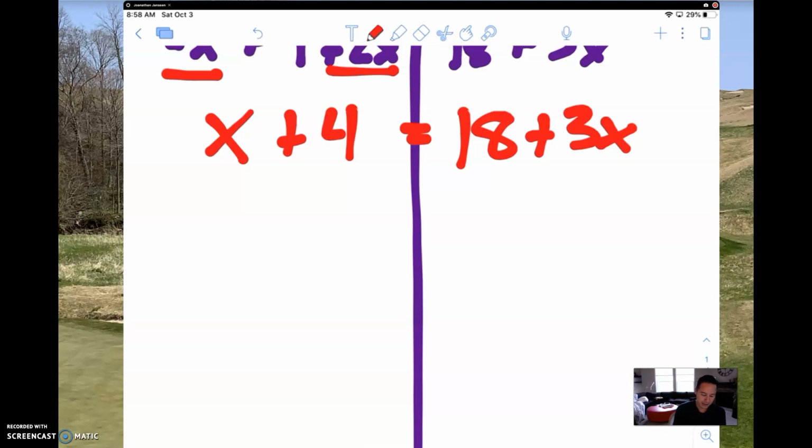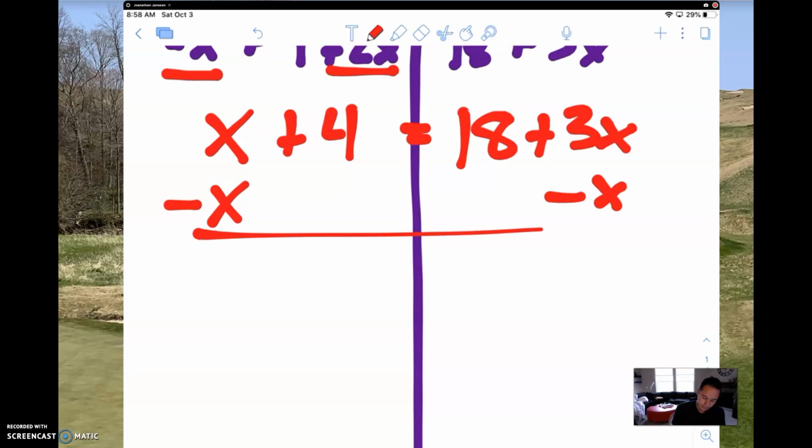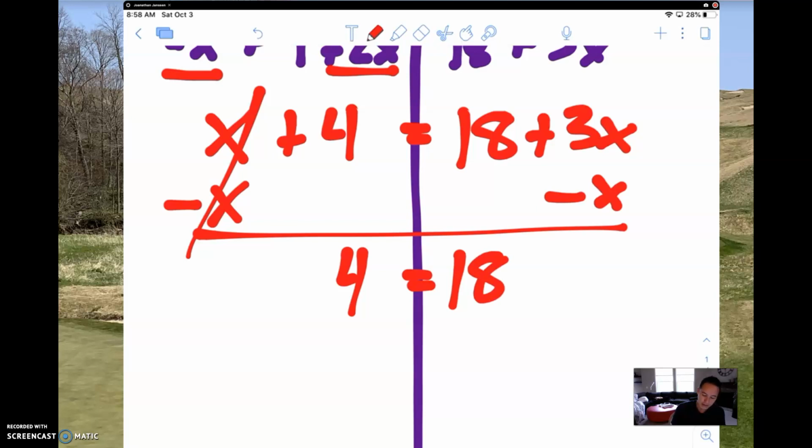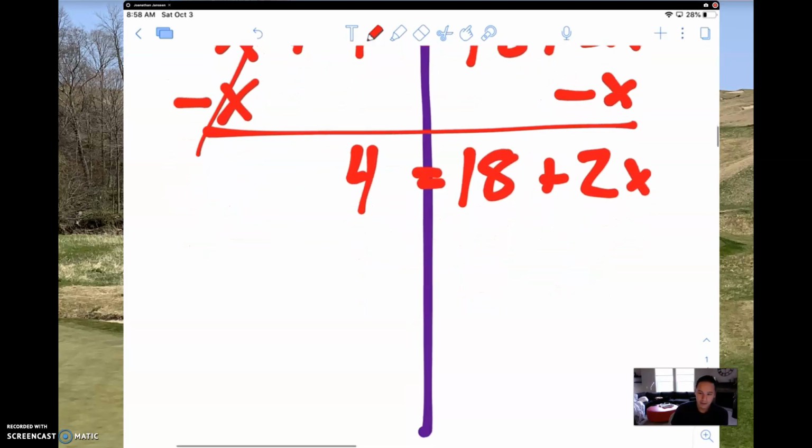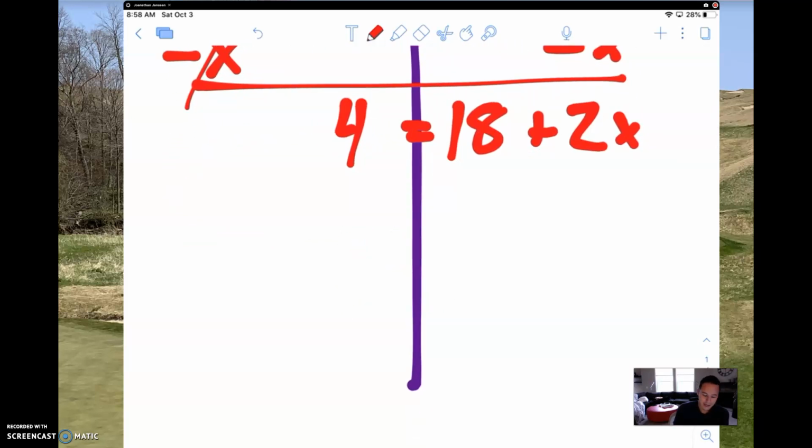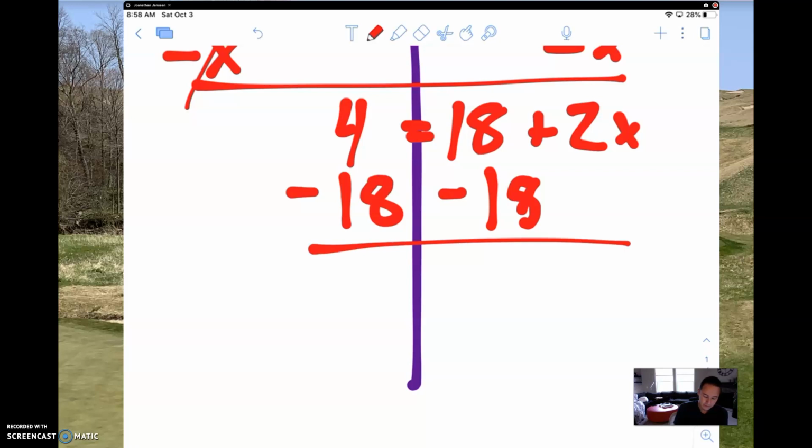So we're going to look at x over here and 3x over there, move the smaller one. The smaller one is the 1x, so we're going to subtract x from both sides. Then those x's go away. We're left with 4 equals 18, and then 3x minus 1x is a positive 2x. To get x by itself, we have to get rid of that 18, so we're going to subtract it. Subtract 18 from both sides.